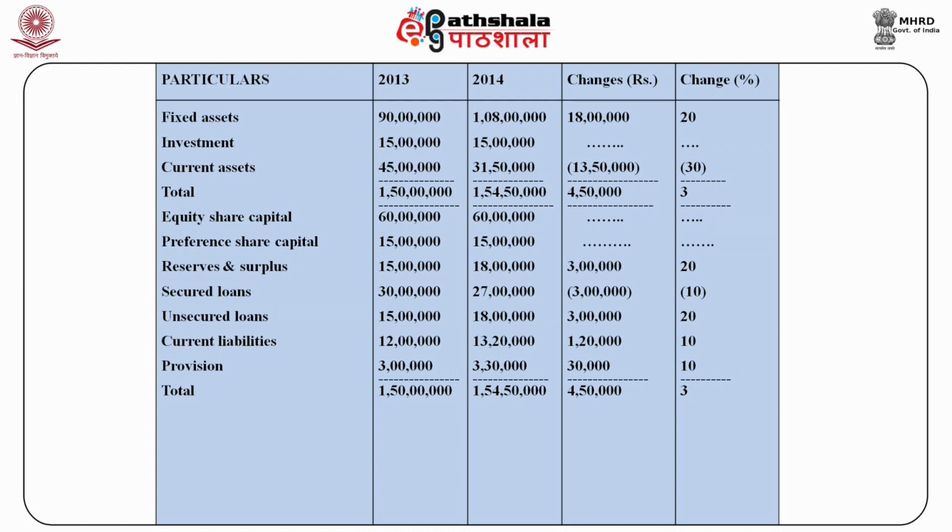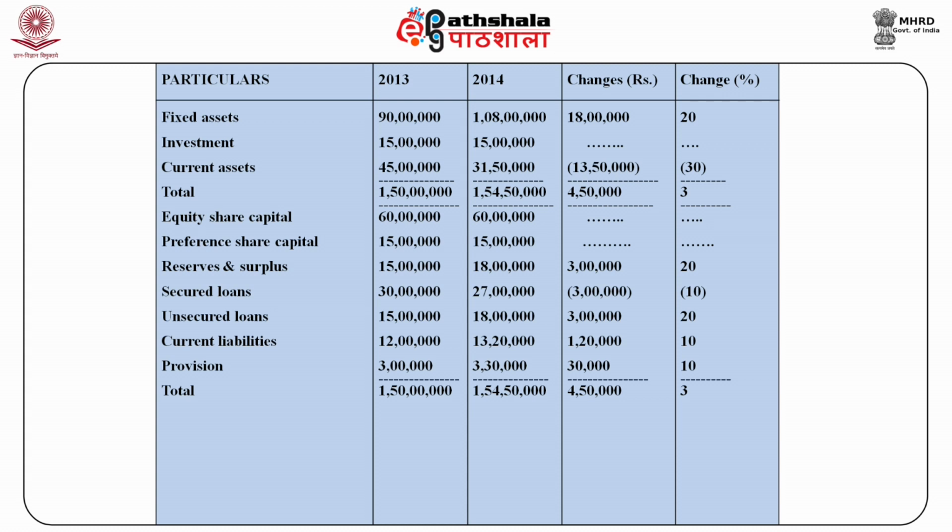Then we have unsecured loans. They have increased from 15 lakh to 18 lakh in the respective years of 2013 and 2014 by 3 lakh, showing in terms of percentage an increase of 10% of the total percentage. Then we have current liabilities. They have increased from 12 lakh to 13 lakh 20,000, showing an increase of 1 lakh 20,000 over the 2 years, namely 2013 and 2014, with a percentage increase of 10%.